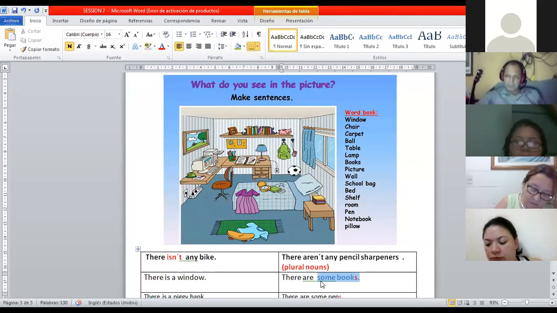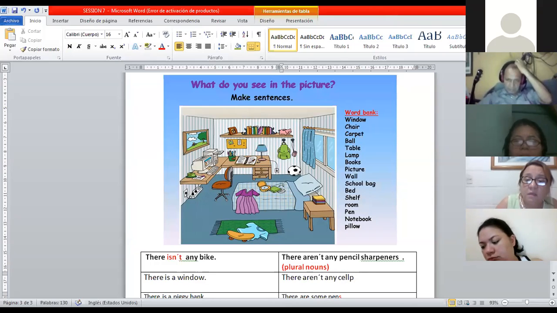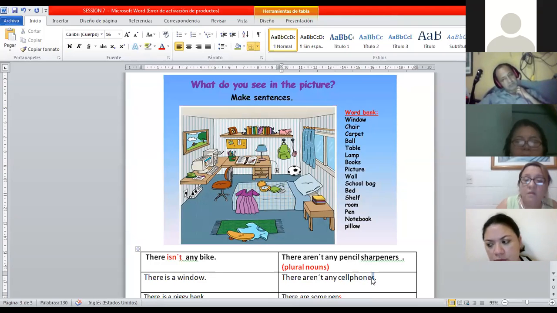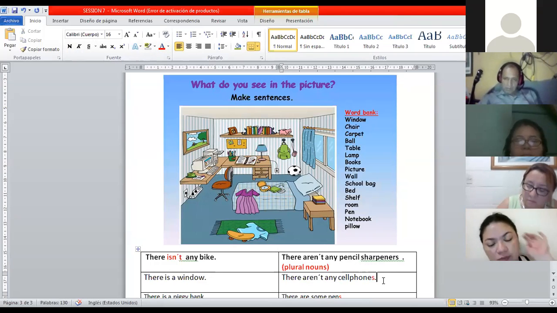Somebody said over there, there aren't any cell phone. Now take a look at this one. I cannot say cell phone because this is one, all right? And there aren't is for plural. So that means it is necessary to add a letter S over here, okay? To make it plural. Are we okay? Are we good?